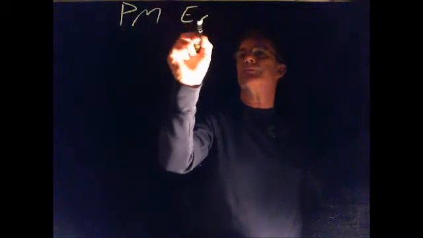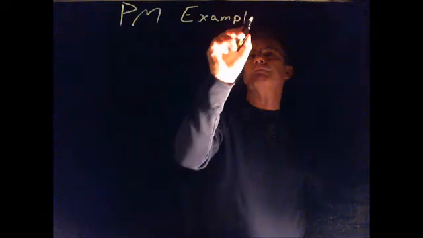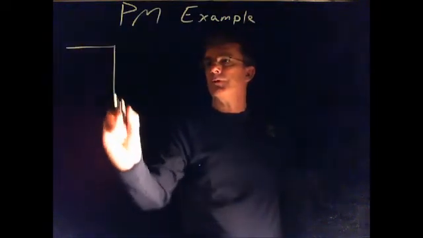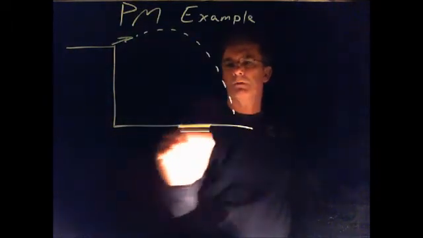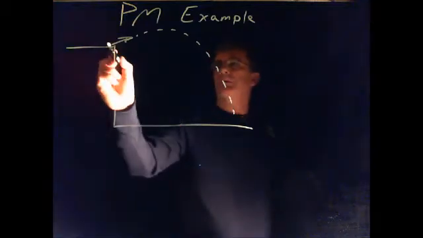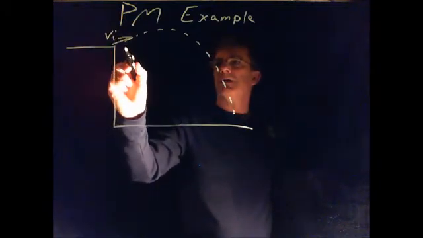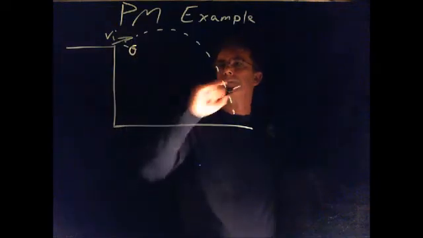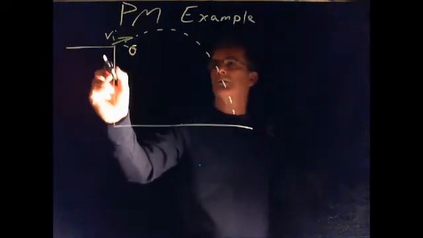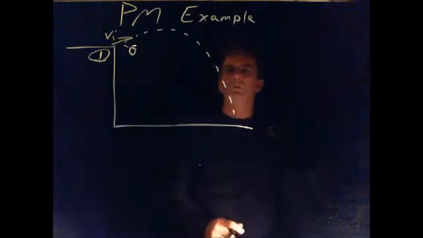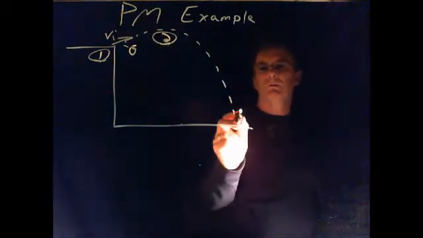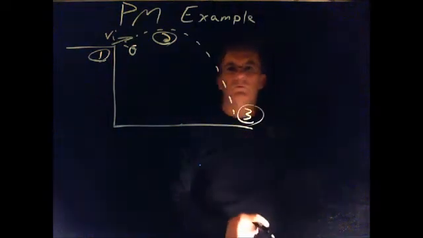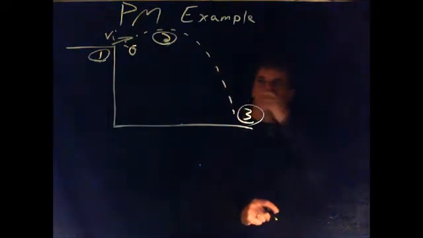Projectile motion example. Let's say we're throwing a projectile off a cliff. That's the path it takes. We throw it at some initial velocity, at some angle. I want to look at these points. I want to look at point 1, where we throw it. I want to look at point 2, which is at the peak, and I want to look at point 3, which is right before it hits the ground.